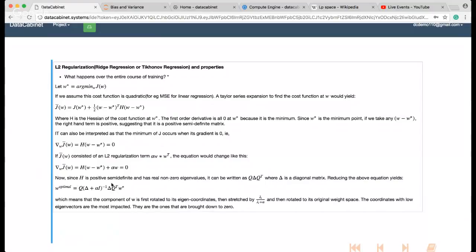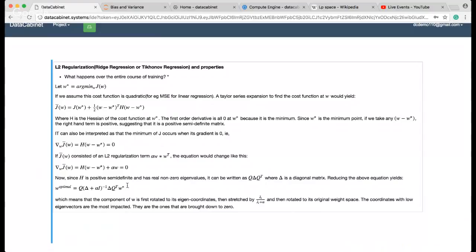So what is this doing to W star? It is taking W star to the coordinates of the eigenvectors, then expanding it on every direction by alpha, and then bringing it back to the original dimension. So the dimensions that had high eigenvalues won't be affected that much. But the low eigenvalues will be shrunk that much because of this inverse in that direction.